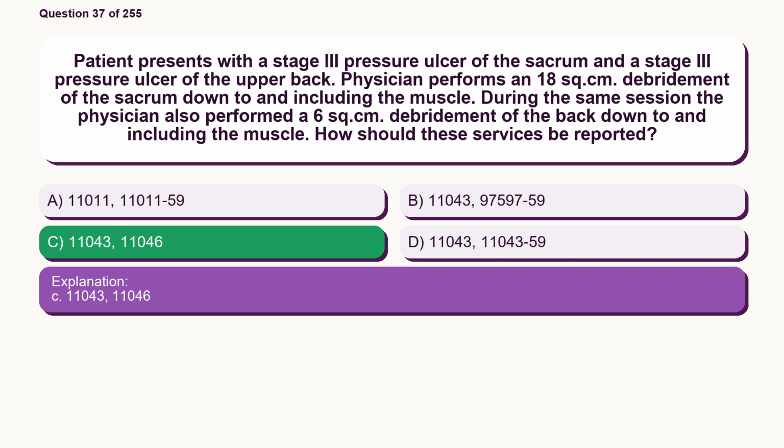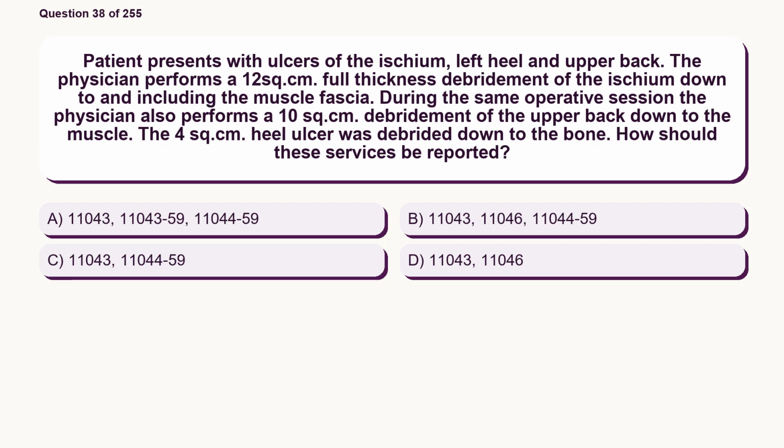Question 38. Patient presents with ulcers of the ischium, left heel, and upper back. The physician performs a 12 sq cm full thickness debridement of the ischium down to and including the muscle fascia. During the same operative session, the physician also performs a 10 sq cm debridement of the upper back down to the muscle. The 4 sq cm heel ulcer was debrided down to the bone. How should these services be reported?